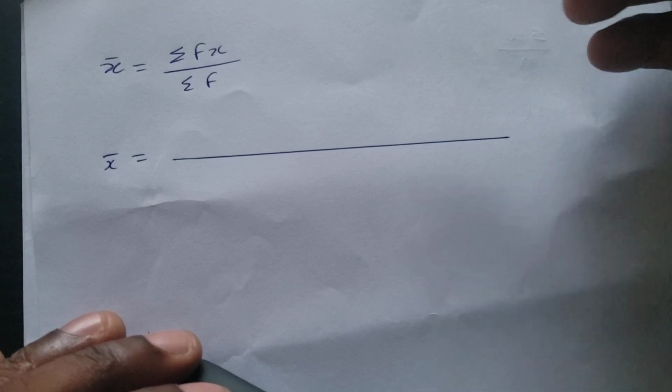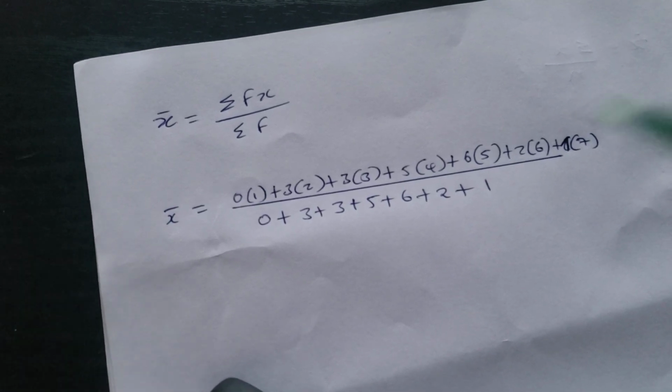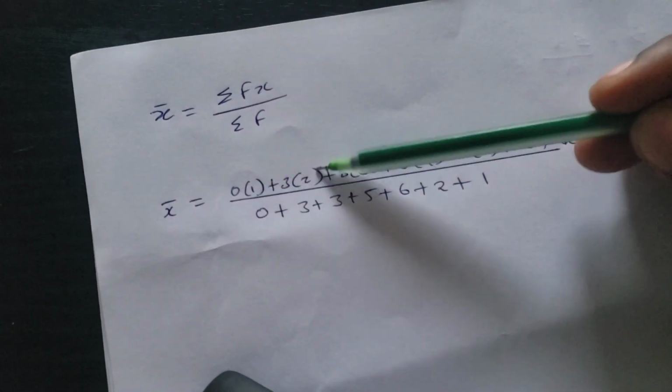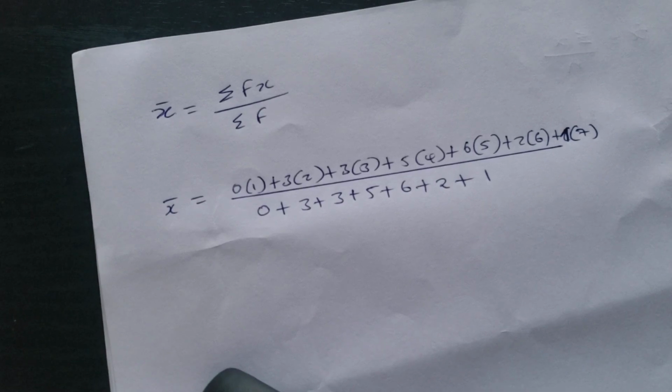So how do we find this? On our given data, we are going to write 0, open bracket, 1. Then plus 3, open bracket, 2, plus 3, open bracket, 3, plus 5, open bracket, 4, plus, just like that. I hope you've gotten the gist. That's what I mean by summation of f of x. The ones in the bracket are our x, and the other number is the frequency.